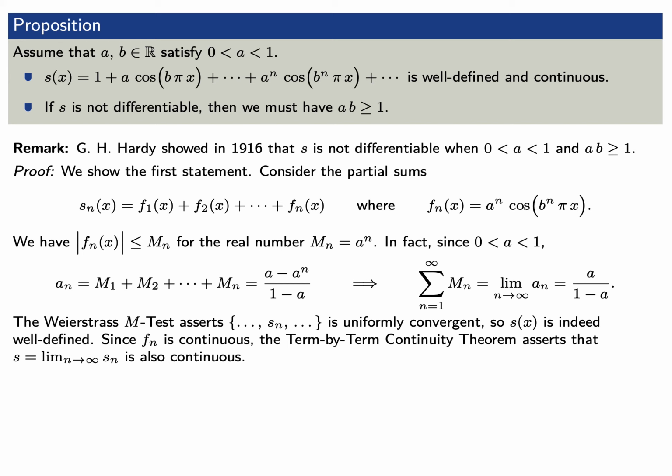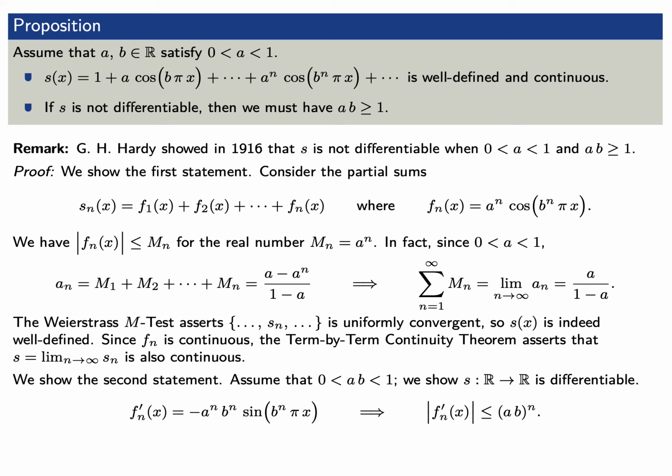Indeed, this means that our limit, our series S of x, is indeed a well-defined function. Moreover, each f sub n is a continuous function, so the term-by-term continuity theorem asserts that the series S must also be a continuous function.